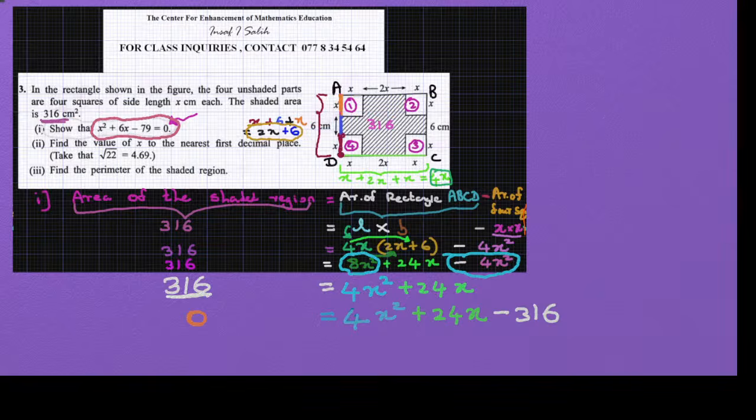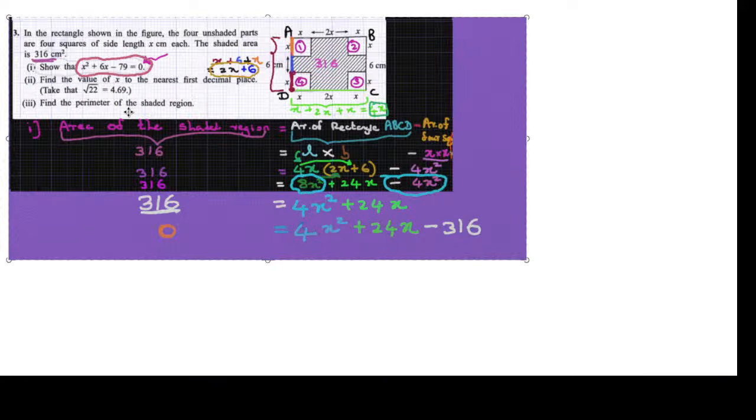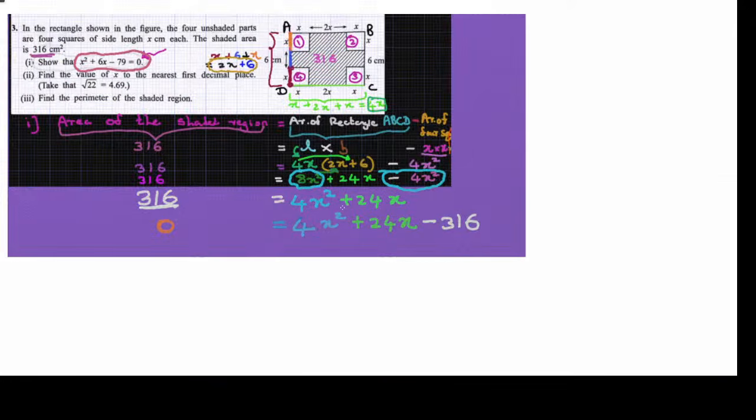Let's write the same thing again. Since they want the right hand side to be 0, 4x squared plus 24x minus 316 equals 0. No changes in signs, we are just writing all the numbers and the letters on the left and the number 0 on the right. Right. But still a problem. Still we haven't got what they wanted us to get.